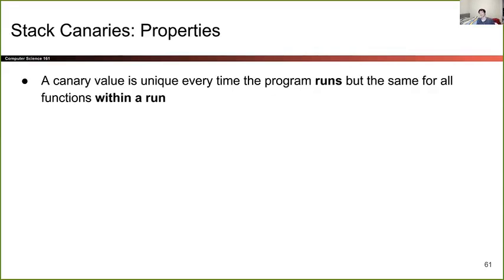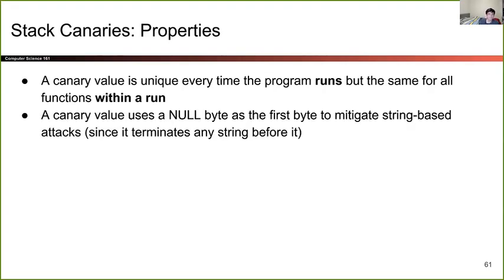So, some properties that we want from the stack canary. The stack canary needs to be different every time the program is run. It's unique every time the program runs, but for all functions, it's the same value. So there's the same value on the stack a bunch of times, but those values change if we rerun the program. The canary value also has a null byte in it.